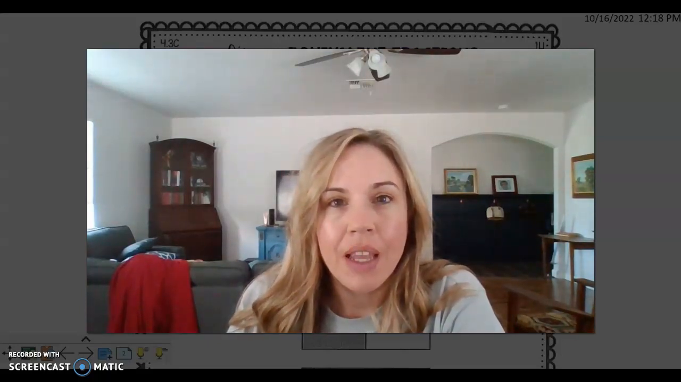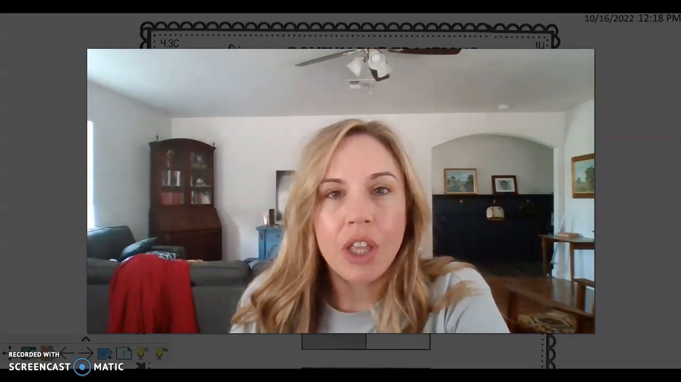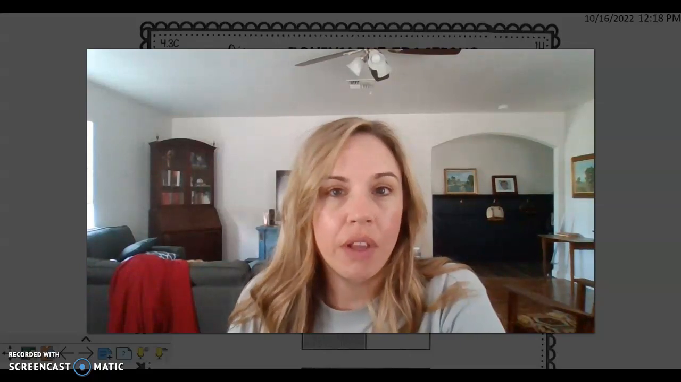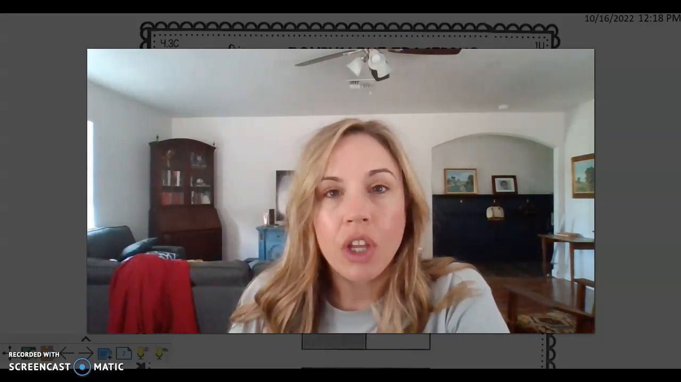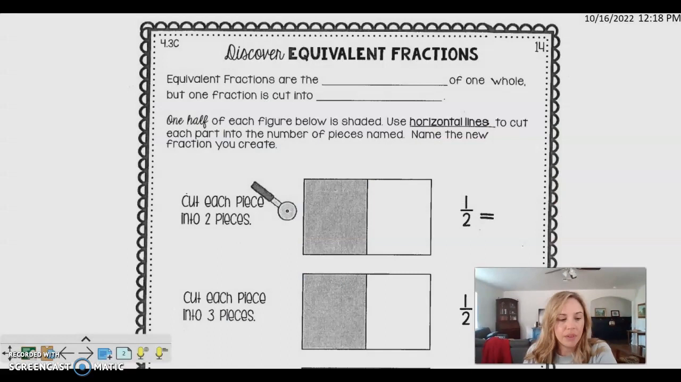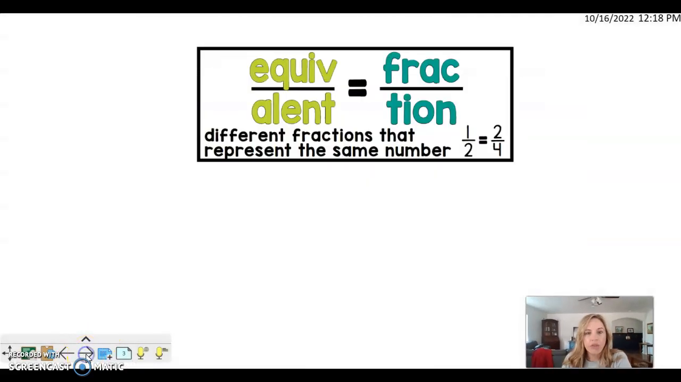Today we are talking about equivalent fractions, and we are going to discover what is happening to the numbers when we create equivalent fractions. Hopefully, through the use of models, you will see what we can do to the numbers to create equivalent fractions. Well, we know first that equivalent fractions are different fractions that represent the same number. So I know that 1/2 has the same value as 2/4.